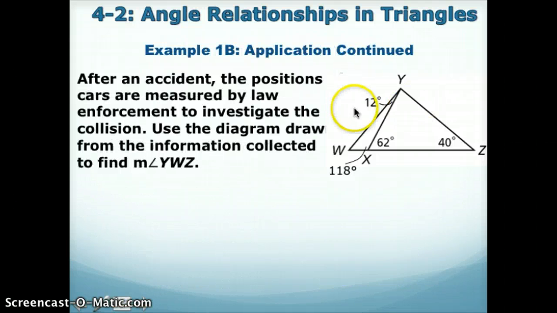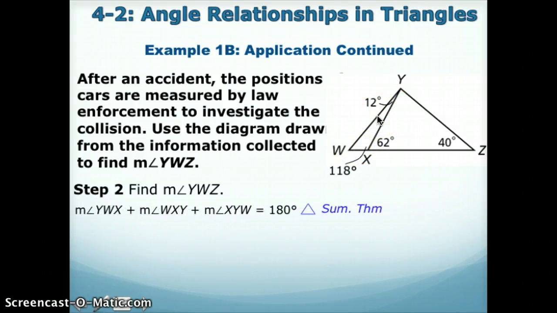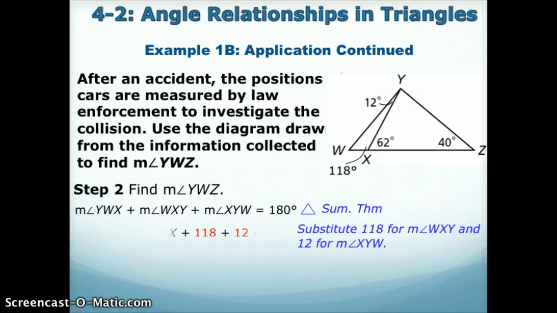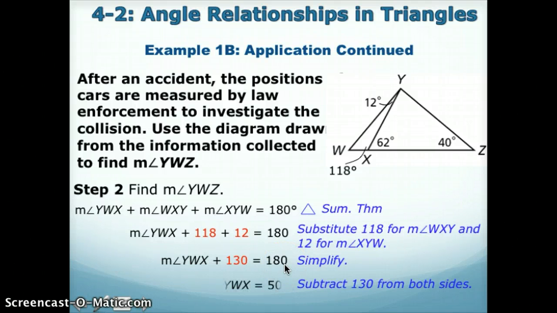So now if I look at the whole triangle, this little guy, I have one angle that's 12. I have one angle that's 118. So now we can find the angle we need by adding up the three angles in the triangle and setting them equal to 180, because that's what the triangle sum theorem says. If I plug in the two measures that I know, 118 and 12, and simplify that, I get that the angle plus 130 gives me 180, so I'm going to subtract 130 from both sides, and I get that YWX is 50.